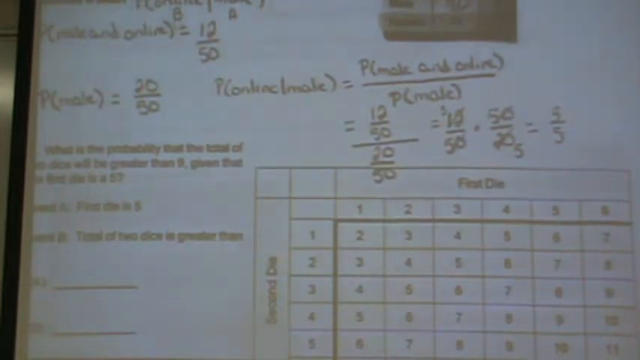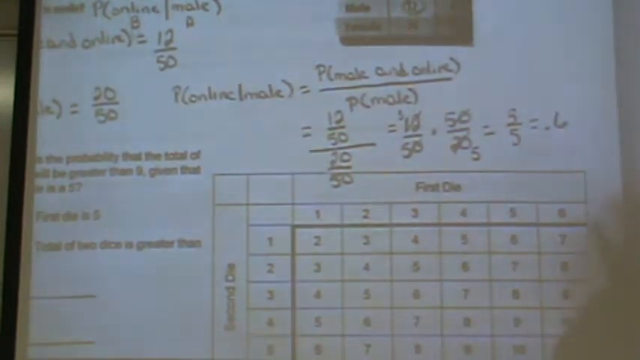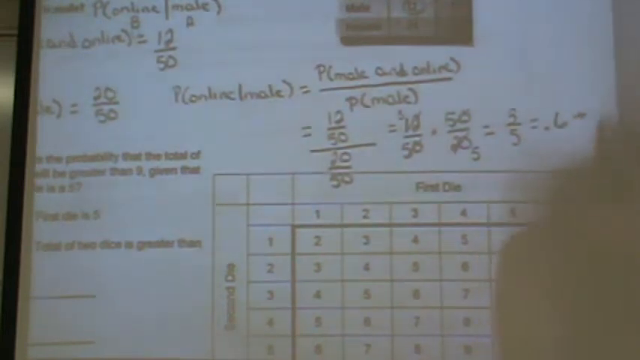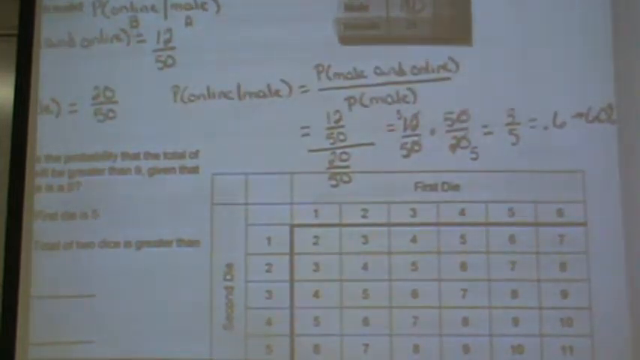And again, you can plug this into your calculator and get a decimal, and you'll get 0.6, which you can also change to a percentage, which is 60%. So of the male clients, 60% of them pay online. So that's what we found.